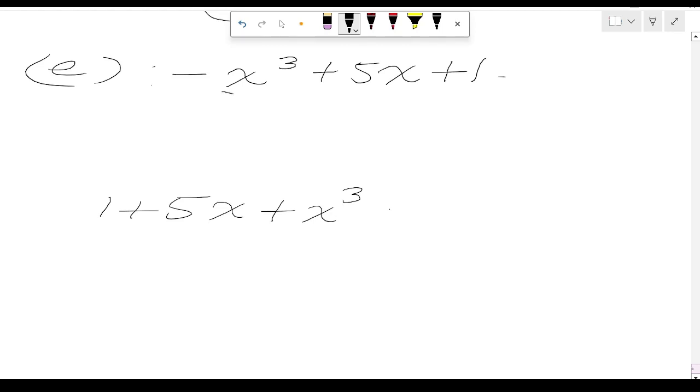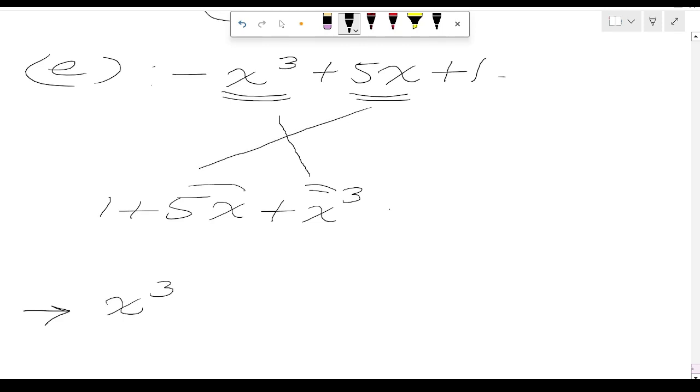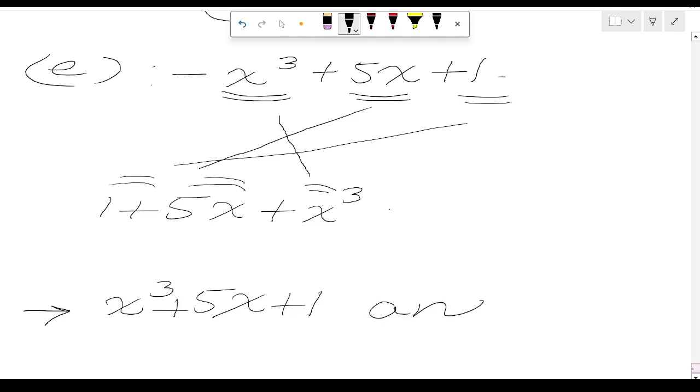So here in the first polynomial we have x cube. If I pair it up with x cube here, that means x cube is a common element, so I'll just write x cube here. Then we have 5x. If I pair it up with 5x here, that is also a common element, so I'll write 5x. And then we have 1, so I'll pair 1 with the 1 over here, so we also have a common element. So our final answer will be x cube plus 5x plus 1. So this is our HCF.